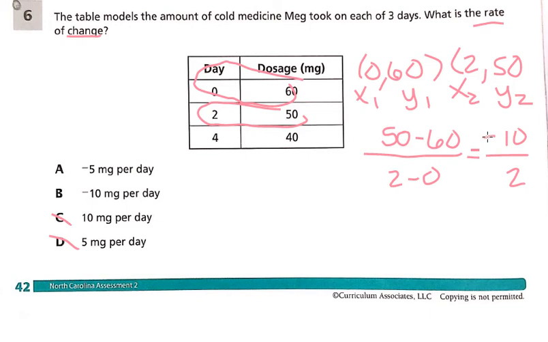I have to be careful that I don't just pick my numerator. This is negative 10 divided by 2, so my slope here is negative 5, and right there I have a rate of change of negative 5.